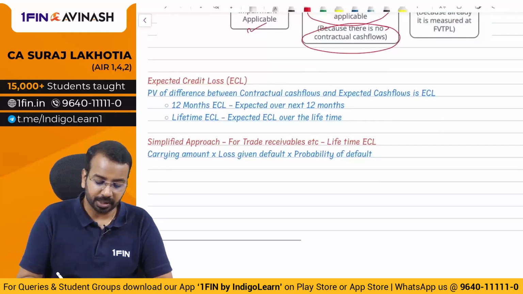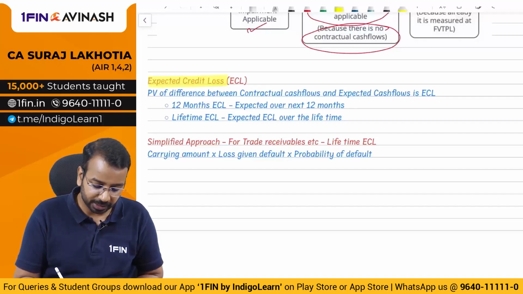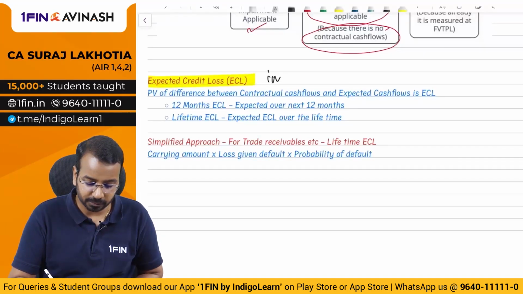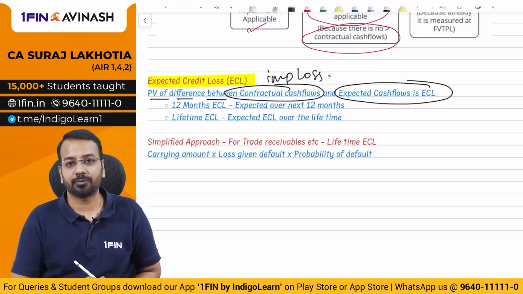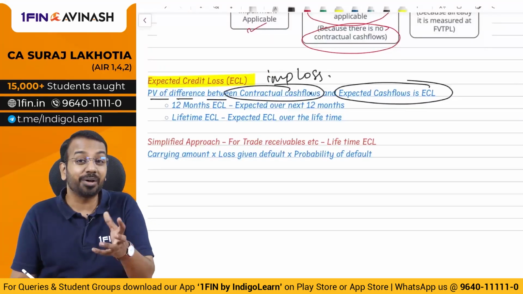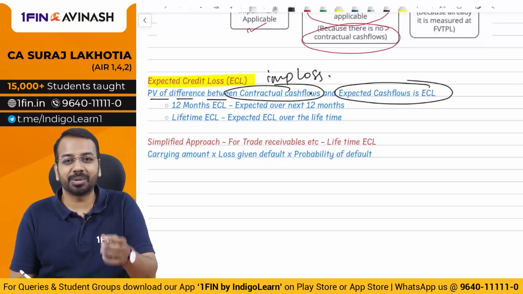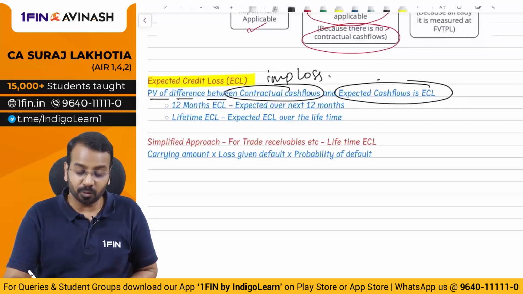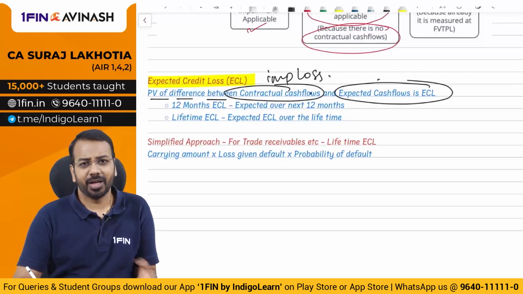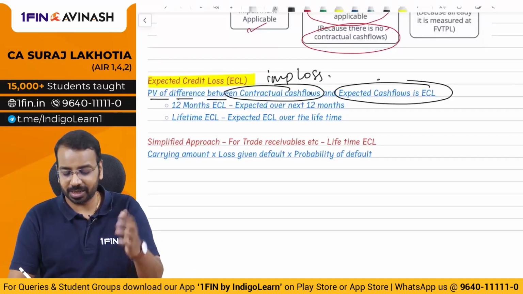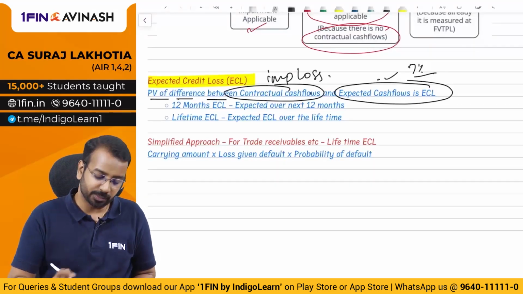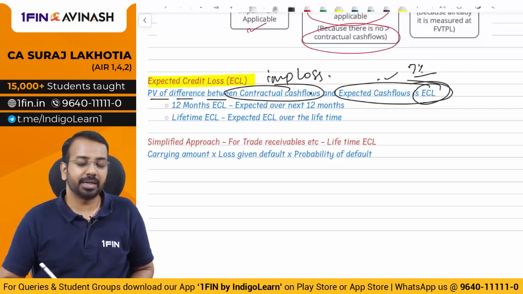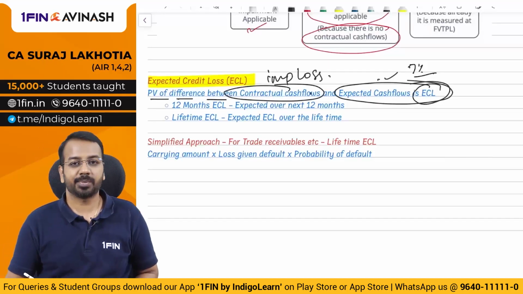Sir, what is impairment? Now when we talk about expected credit loss, that is the impairment loss, it is nothing but the present value of difference between the contractual cash flows and expected cash flows. Contractual cash flows means as per our agreement, 6% interest, 7% interest. Expected cash flow, what we are expecting to receive. Maybe our agreement says 10%, but we are expecting to receive only 7%, or we may not receive the full principal. The difference between these two when present value is calculated is called expected credit loss.